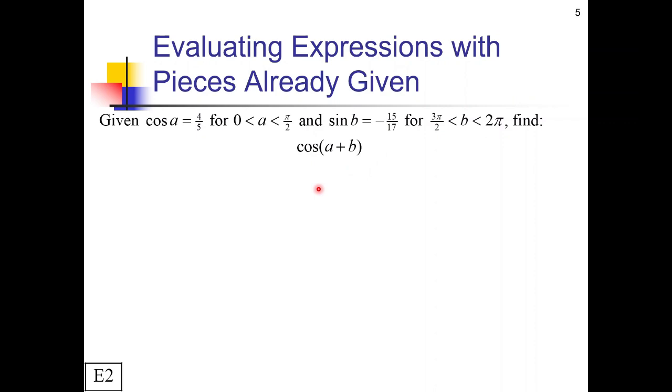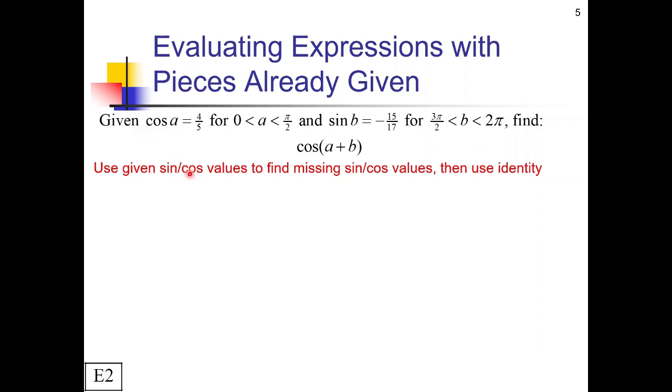So the basic idea here is that at some point, if you remember what the cosine of a sum formula looks like, we're going to have to know the cosine of A, the cosine of B, and the sine of A and the sine of B. We're going to have to know all 4 of those things. They've given us 2 of those pieces already. So we're going to have to first find the other 2 pieces, and then we can put it all together using the formula. So basic strategy, we're going to use the given sine and cosine values to find the 2 missing sine and cosine values. And then we can go to town with that identity.